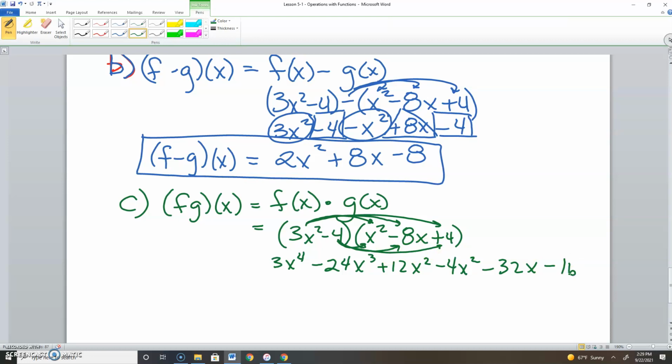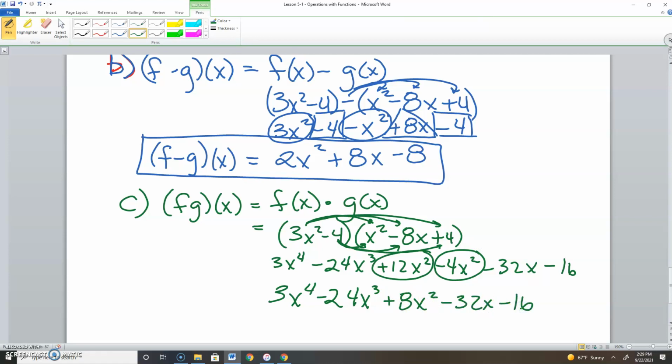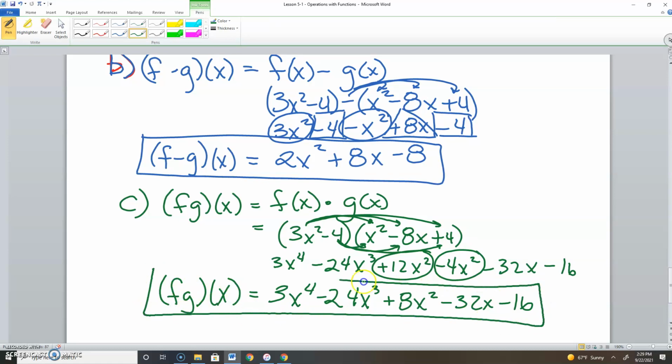Combine my like terms. There's really only two like terms, which would be that positive 12x squared here and that negative 4x squared. So that gives me a positive 8x squared. So we can say that fg of x equals this big old long thing there.